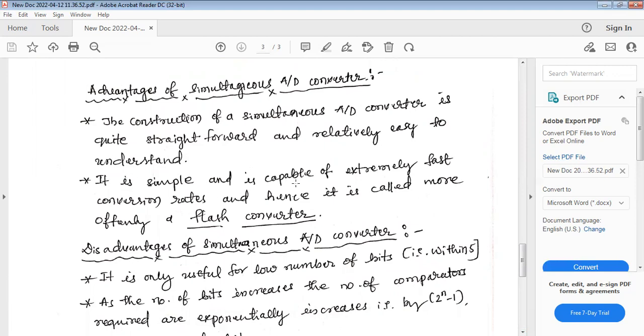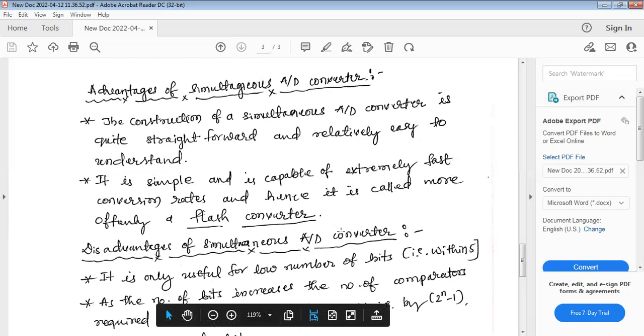And it is simple and is capable of extremely fast conversion rates, and hence it is more often called the flash converter. This flash conversion is possible for this simultaneous analog to digital converter because this converter uses TTL logic, that is transistor logic, in the coding network. Because of that TTL logic, the conversion rate is very high, and hence this is called the flash converter. So these are the 2 advantages.